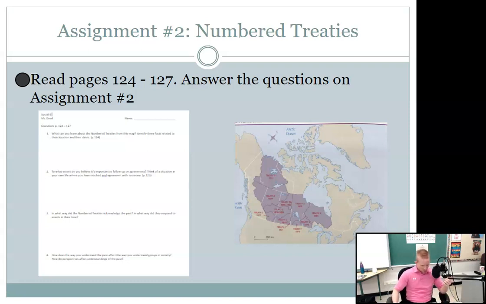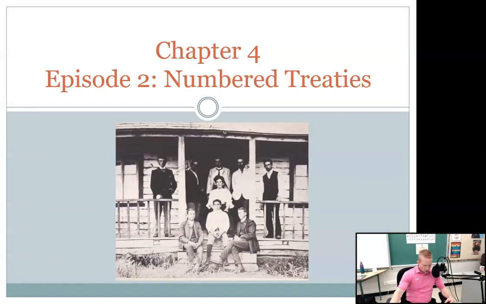Page 124, what exactly are the numbered treaties? Historic agreements that affect the rights and identity of some of the First Nations in Canada. The numbered treaties have roots in the Royal Proclamation of 1763. Britain made the proclamation at the end of the Seven Years' War as it sought to establish control over lands in North America formerly claimed by France. The proclamation recognized First Nation rights to land and established the principle of making treaties with First Nations through peaceful negotiation. So things are looking pretty good right now.